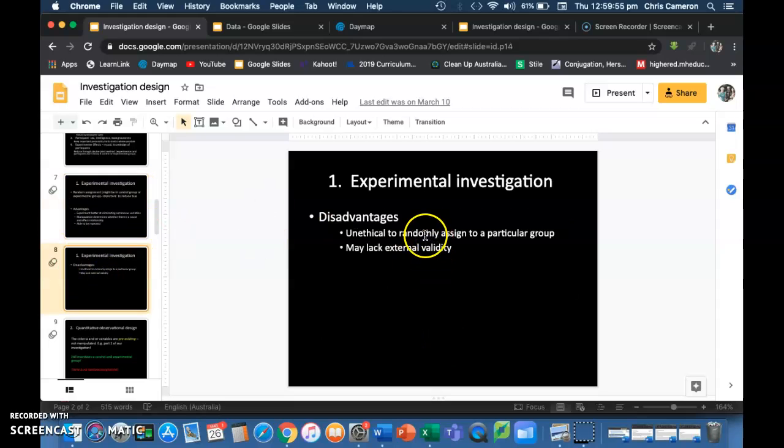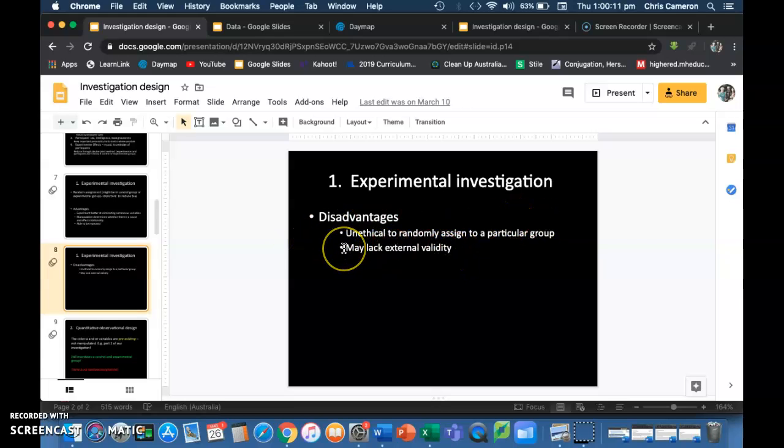Disadvantages, sometimes it might be unethical. I don't know that it would be highly unethical to randomly assign in this case, so I don't think that is a point that you can make. There was no reason why it would be unethical to randomly assign.